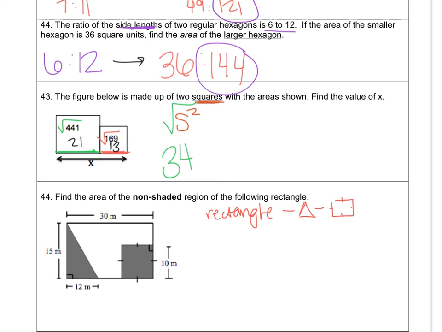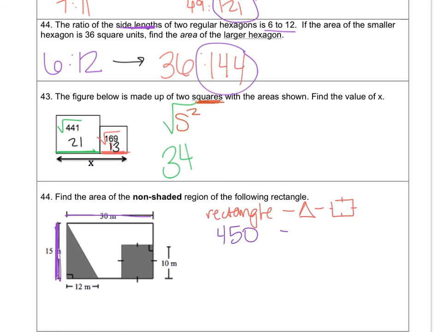I'm going to do these little tick marks so I know that's a square. So first we're finding the area of the rectangle. To find the area of the rectangle, you're just going to do base times height. So our base, or height times base, doesn't matter. So we have 15 and 30. So 30 times 15 is 450.